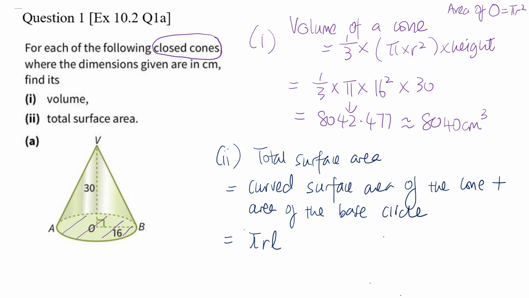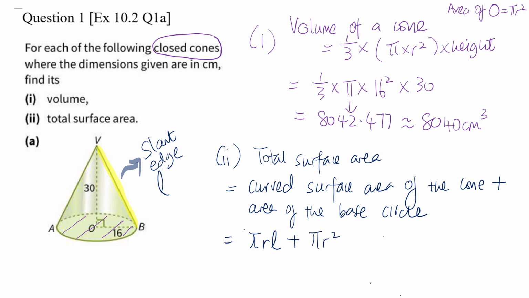L refers to this slant height here. This is your L. This one is the slant edge, not height, sorry, it's called the slant edge. And that is the letter L in the formula pi RL. Then plus the area of the base, which is a circle, so pi r squared.